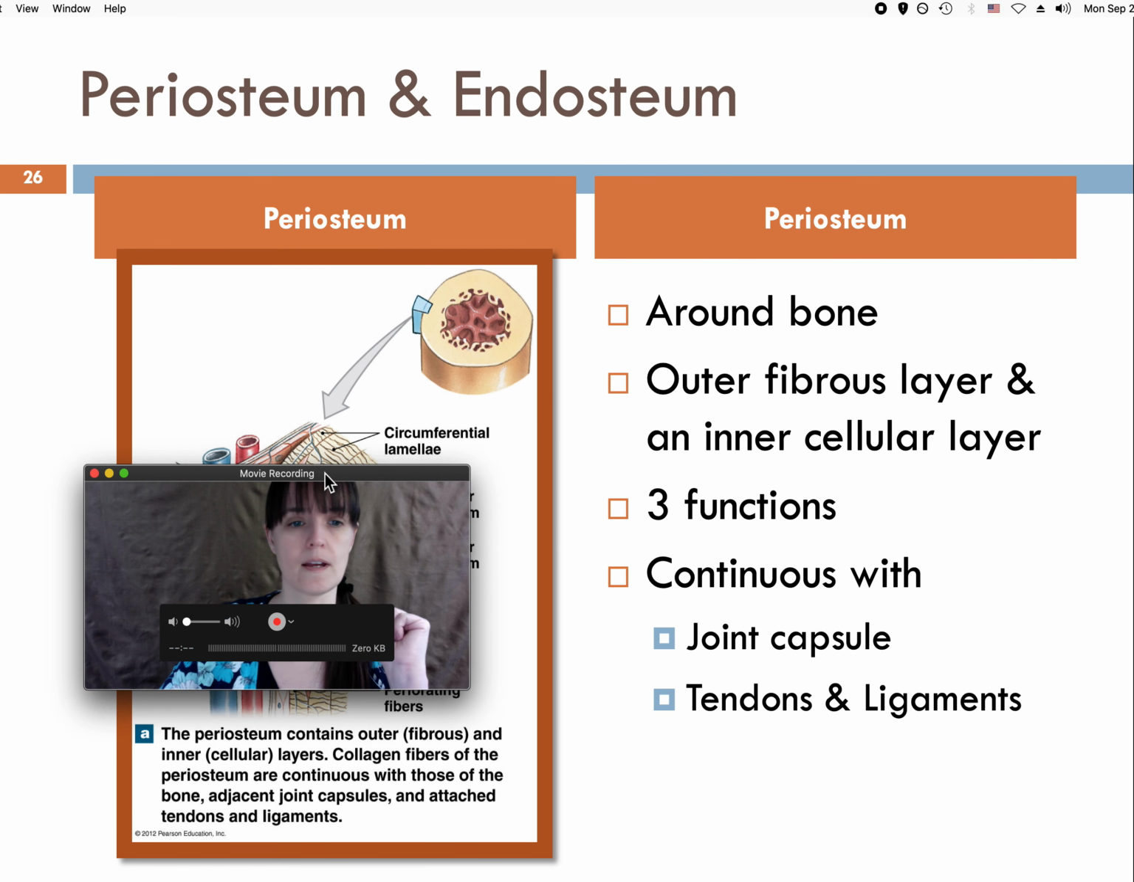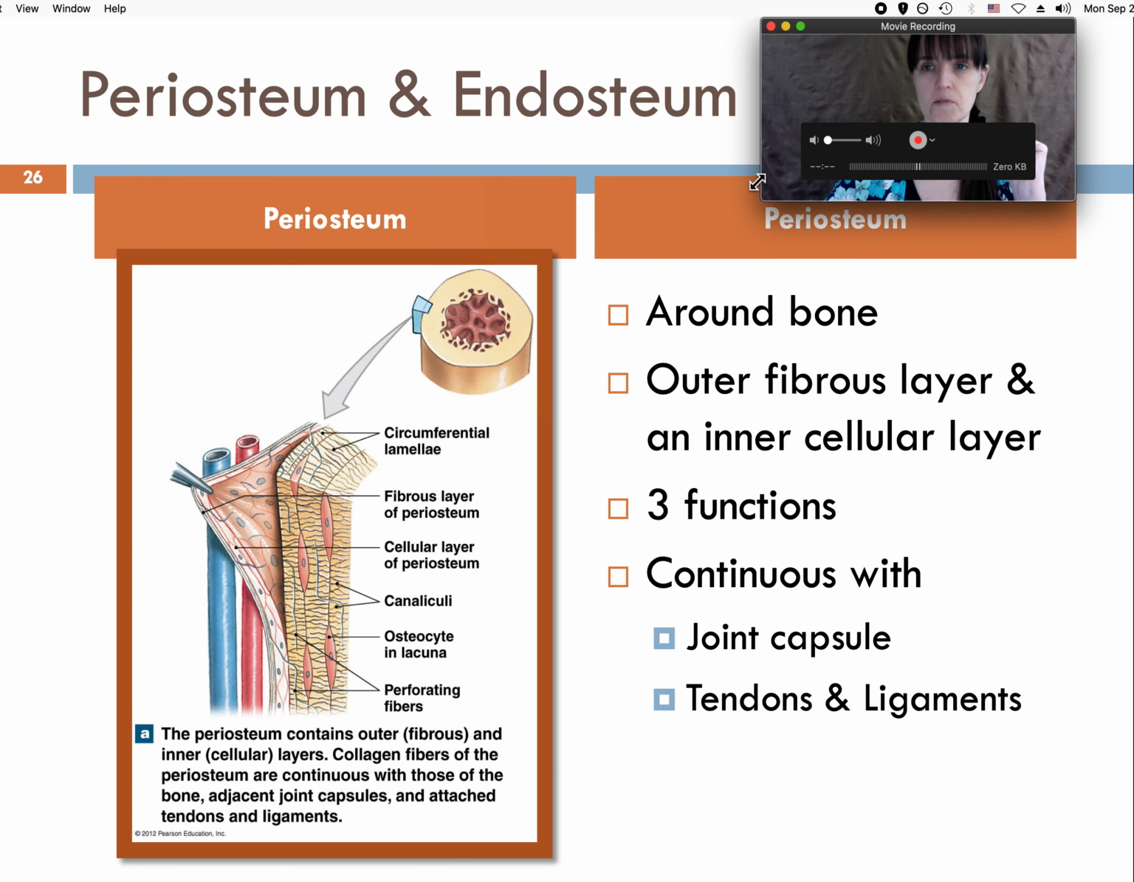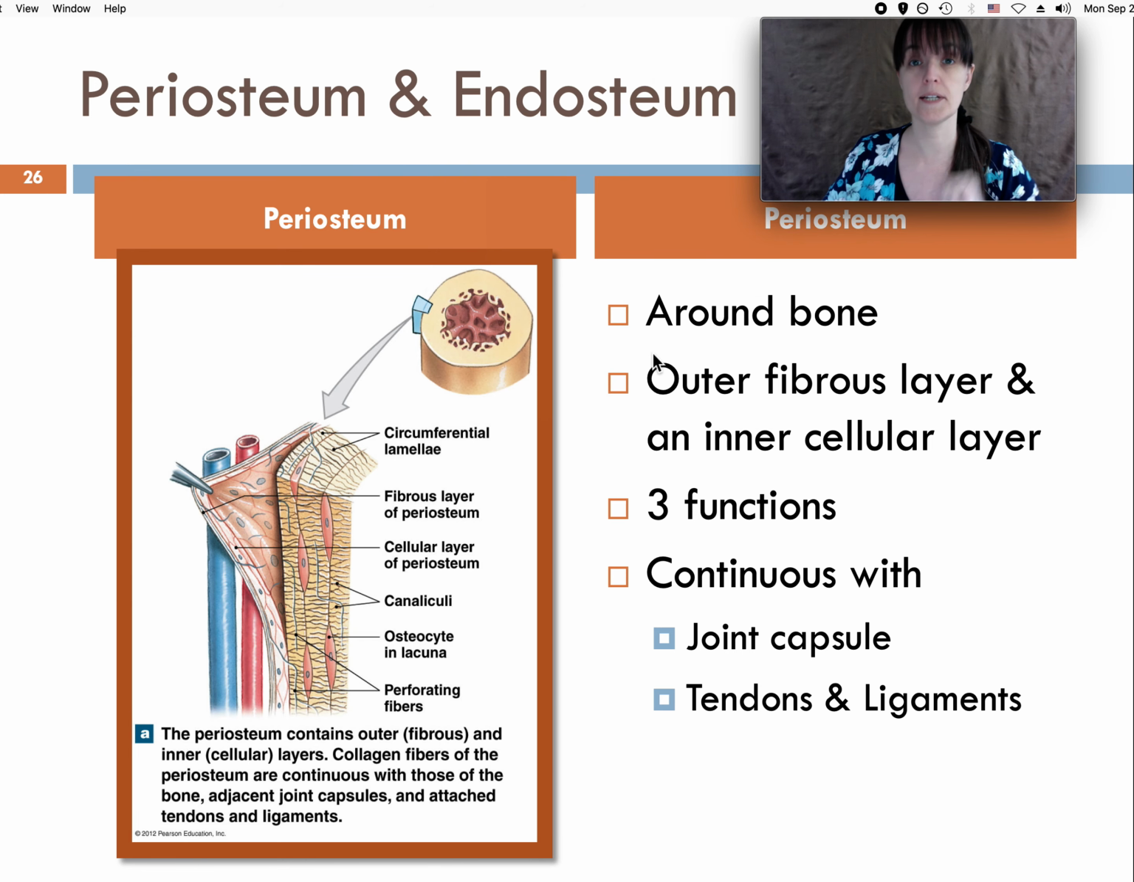Periosteum. I'm in the way again. Still in the way. That's as out of the way as I get. Okay then.